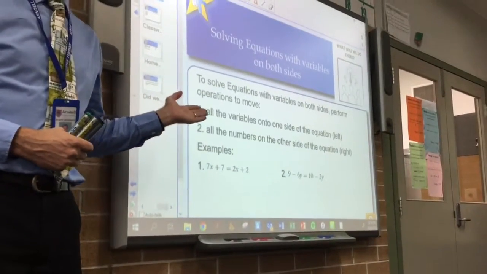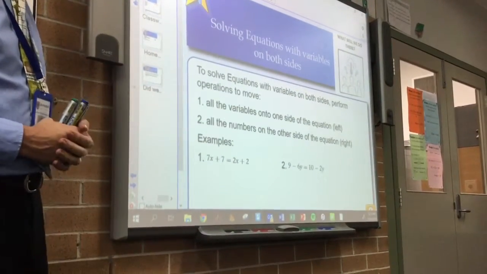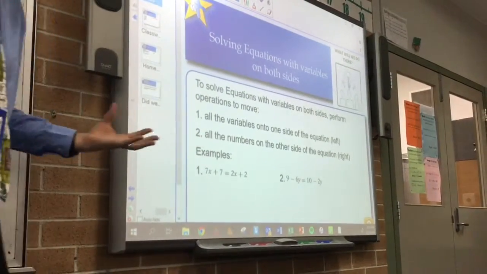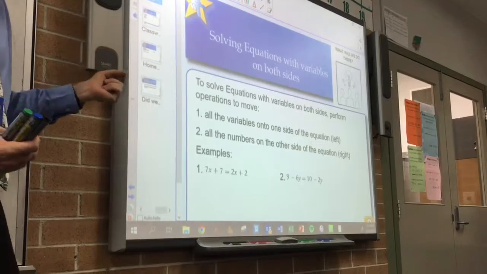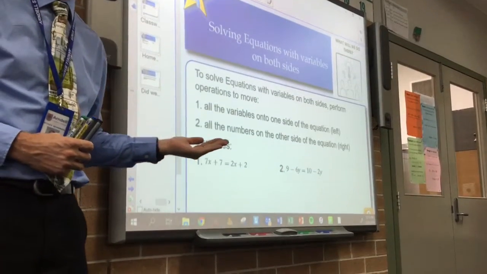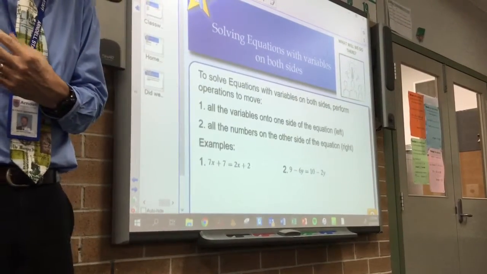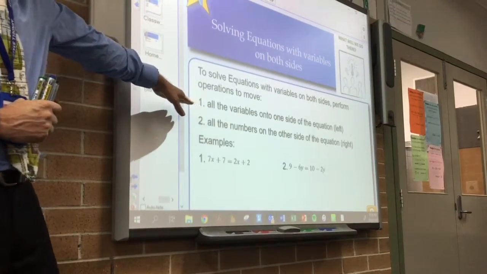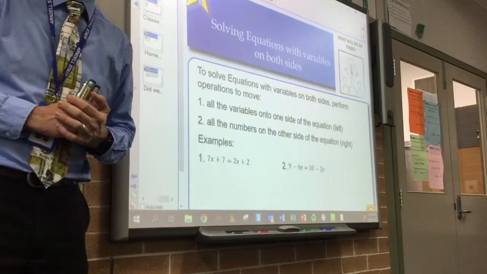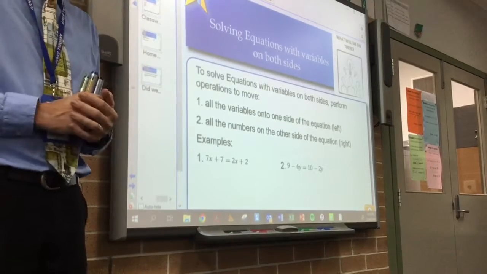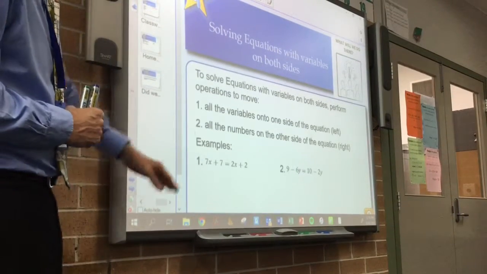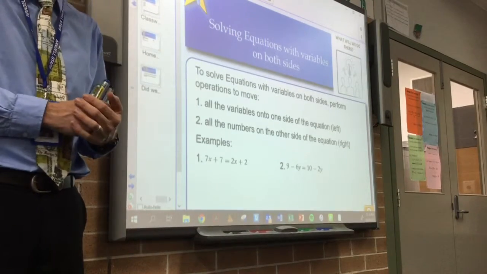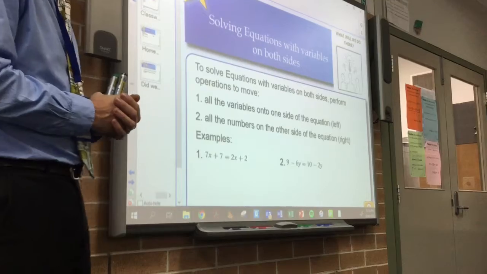Today we're going to be solving equations with variables on both sides. To solve an equation with variables on both sides, we need to perform more operations. It's taking what we've already done, but just expanding it slightly. Firstly, you move all the variables to one side of the equation, and I'm suggesting the left-hand side of the equation. Then you move all the numbers to the other side of the equation. That should then be the right if you've got the variables on the left.